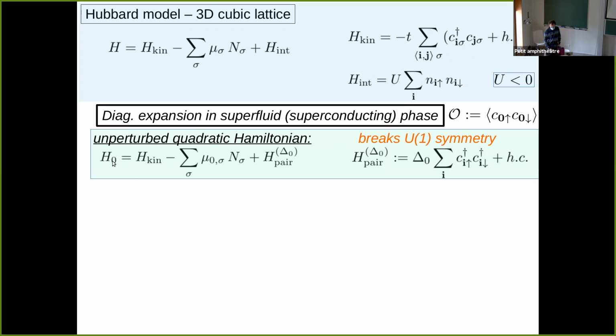So our H0 is the original kinetic term, the hopping term, and chemical potential terms, where actually the chemical potentials are shifted. That's a standard technical trick. And the key point is that we add this symmetry breaking pairing term, which has the usual BCS form with a prefactor that I will call delta 0.